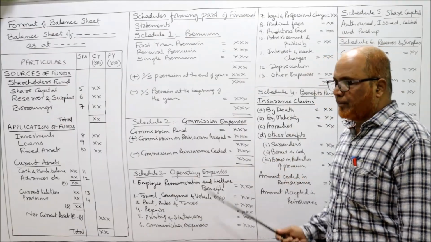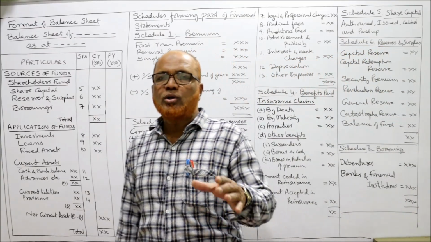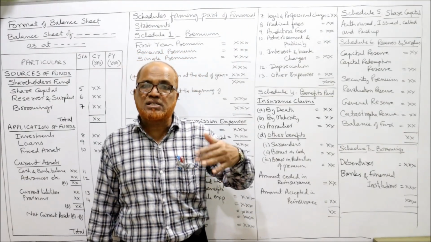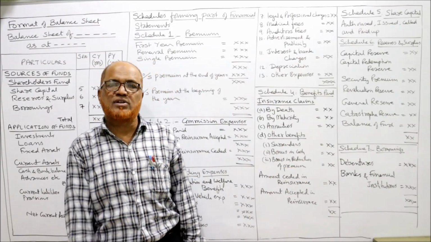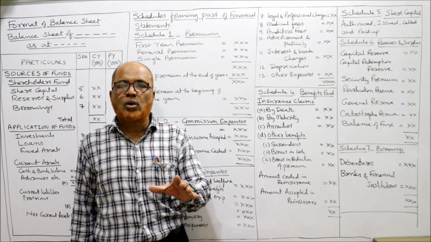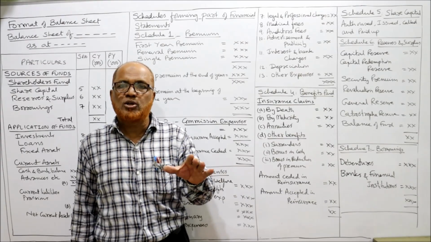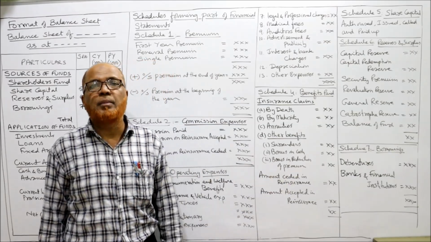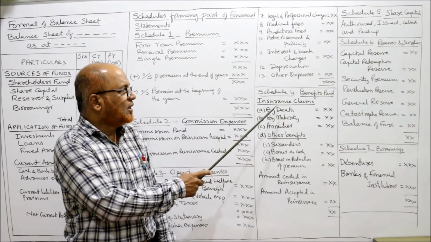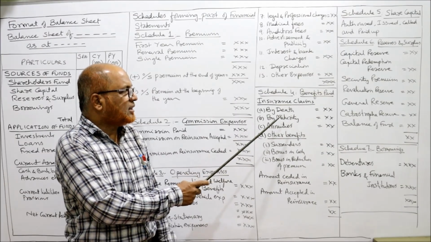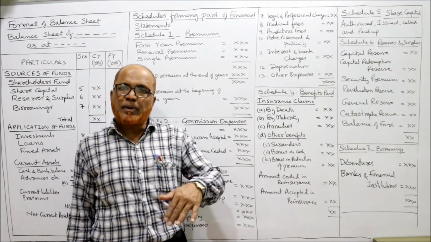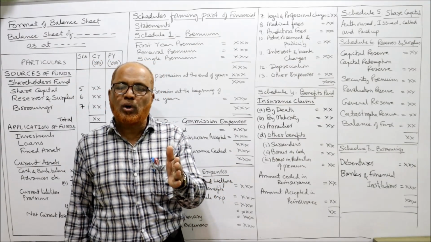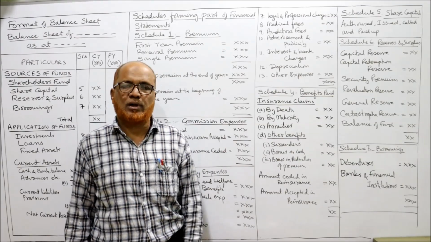Then schedule number 4, benefits paid. I told you the main income of an insurance company is premium and the main expense of an insurance company is benefits paid. Benefits paid normally includes the amount which is paid to the policy holders. The payment being made to policy holders is benefits paid. Under benefits paid, insurance claims by death, by maturity. When an insurer pays a claim, it will be paid either on the death of the policy holder or on maturity of the policy.